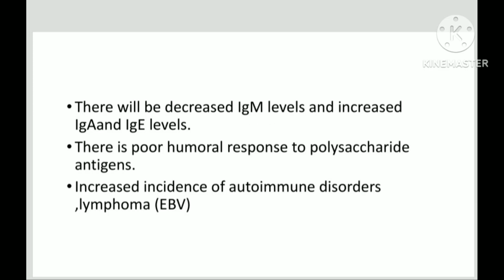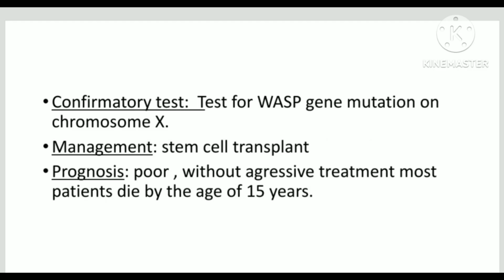There will be decreased IgM levels and increased IgA and IgE levels, which may be due to some atopic etiology present in this condition. There is also a poor humoral response to polysaccharide antigens, and as I already said, because of the decreased immunity, the patient, usually a child, will be more prone to autoimmune disorders, recurrent infections, and even some cancers like lymphoma and many others.